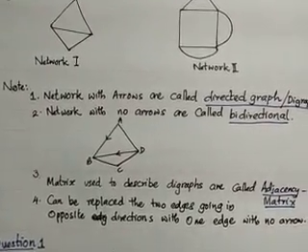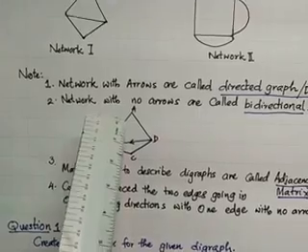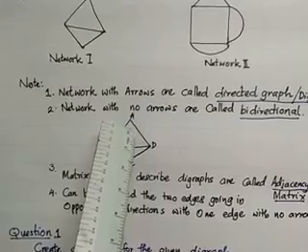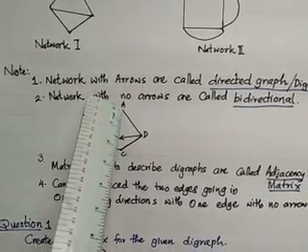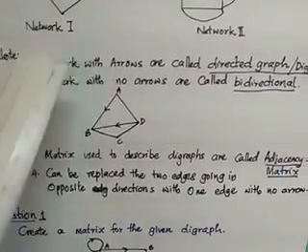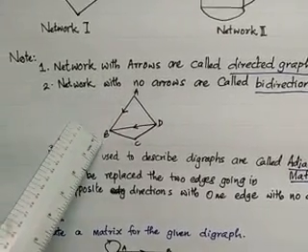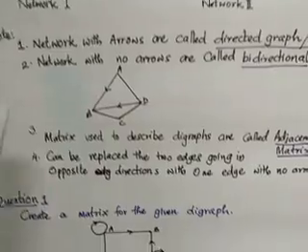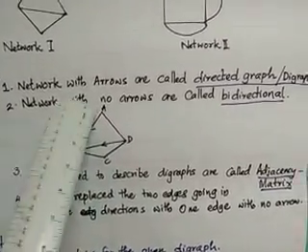Then networks with no arrows are called bidirectional. So in this network, from A to D, you can see there is no arrow, which means it is bidirectional. Bidirectional means we can move from A to D as well as D to A. But from A to B, in this case you can move only from A to B, but not from B to A.